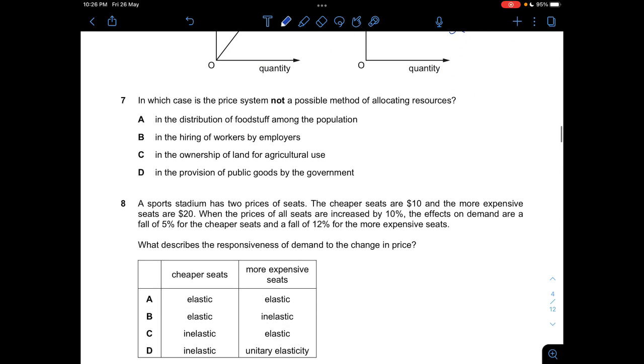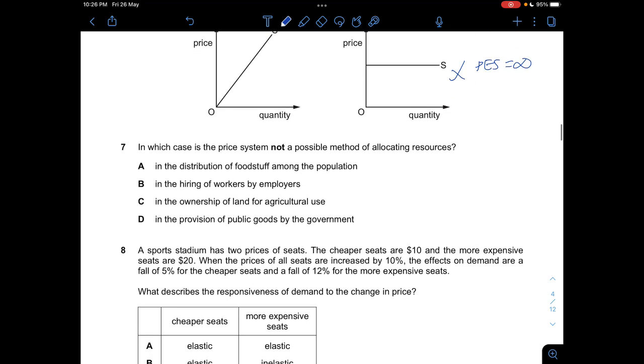Question 7, in which case is the price system not a possible method of allocating resources? So in which case would the price system not be a method to allocate resources, which means that the item itself cannot be provided based on the price mechanism. So the item must be either a public good or it could be a merit good.